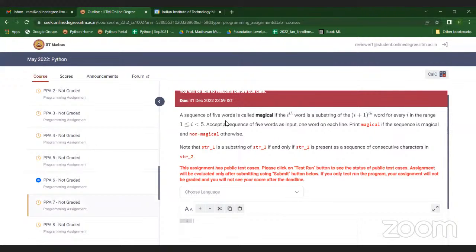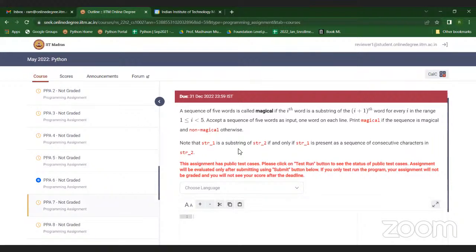So coming to this problem, a sequence of 5 words is called magical if the ith word is a substring of the i plus 1th word, for every i in range 1 to 5. So 1 is less than or equal to i is less than 5, so i will be from 1 to 4. Accept a sequence of 5 words as input, 1 word on each line. Print magical if the sequence is magical and non-magical otherwise.